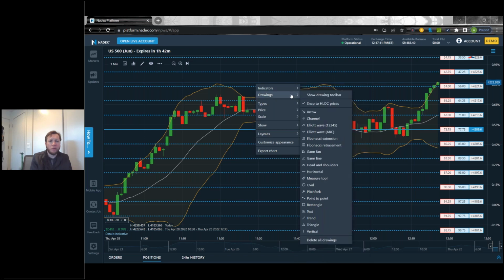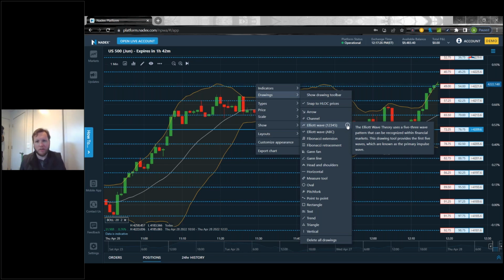As we move on, the next thing down on our menu here is our drawings. The drawings are fairly self-explanatory, but if you aren't sure what some of these things are, like for example, Elliott waves, you can again hover over the information bubble and it'll tell you Elliott wave theory uses 5 3-wave patterns that can be recognized within financial markets.